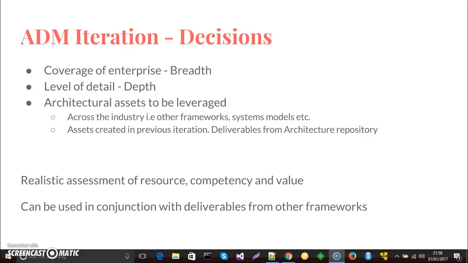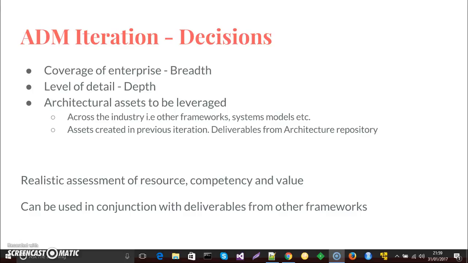So we have to make a realistic assessment about the resources in hand, and the competencies available, and the value this iteration is intended to give to the enterprise, the whole architecture work for this specific iteration. And all these different frameworks and deliverables can be used. Deliverables from other frameworks can also be used.